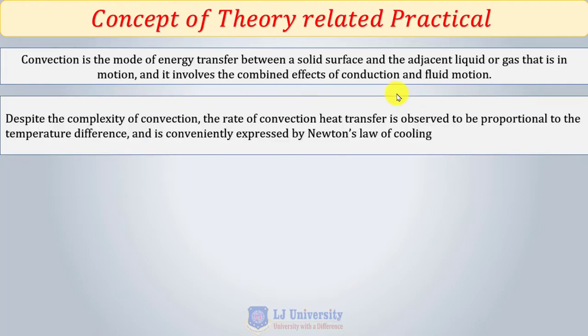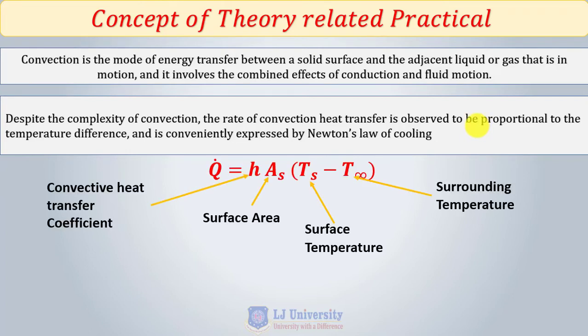Despite the complexity of convection, the rate of convection heat transfer is observed to be proportional to the temperature difference, and it is conveniently expressed by Newton's law of cooling, which is given by Q equals H A delta T. Here Q is the heat transfer rate, H is the convective heat transfer coefficient, A_s is the surface area, T_s is the surface temperature, and T infinity is the surrounding temperature, or we can say the temperature of the fluid.